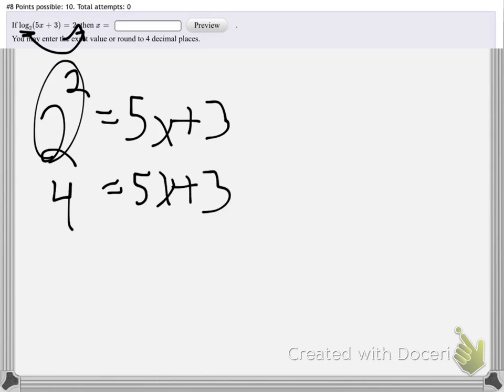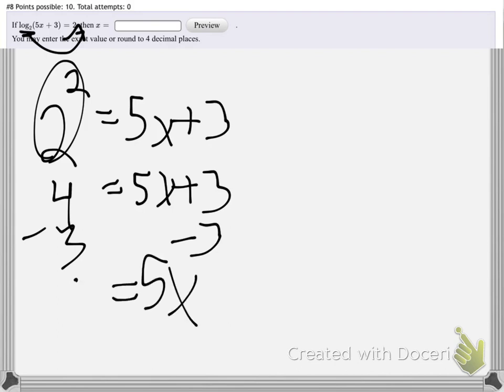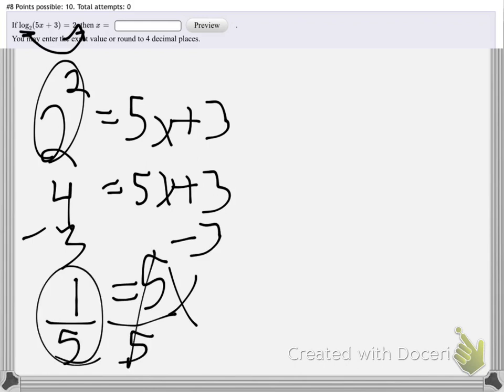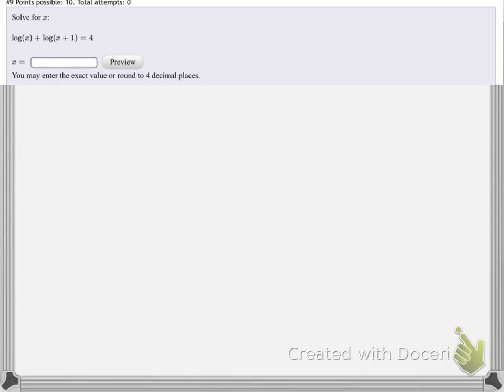And then it's just as easy as solving the equation. If you've got 5x plus 3, we'll minus the 3, and then you've got 5x. Let's try it again. You've got 5x equals 4 minus 3, which is 1. And then divide by 5 and you're done. x is just 1/5 in my case, or whatever numbers you get. Something like that should work.